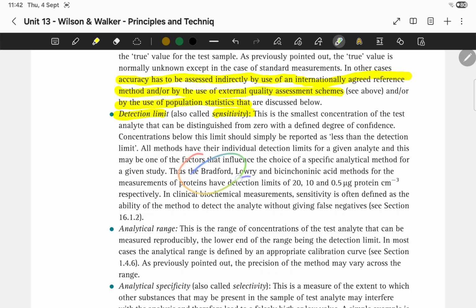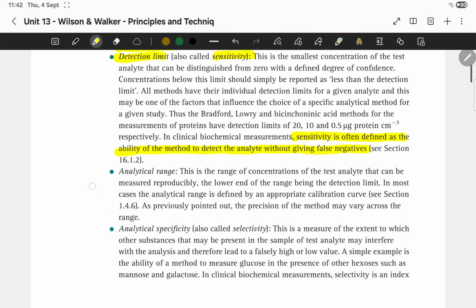Thus, the Biuret, Lowry, and bicinchoninic acid methods for the measurement of proteins have detection limits of 20, 10, and 0.5 microgram protein per centimeter cube respectively. In clinical biochemical measurements, sensitivity is often defined as the ability of the method to detect the analyte without giving false negatives.